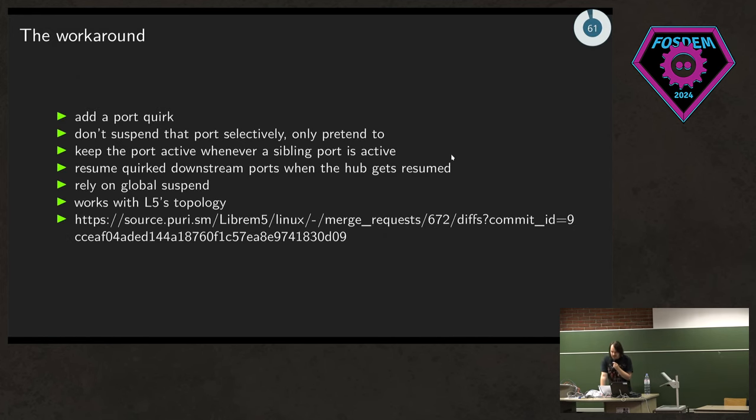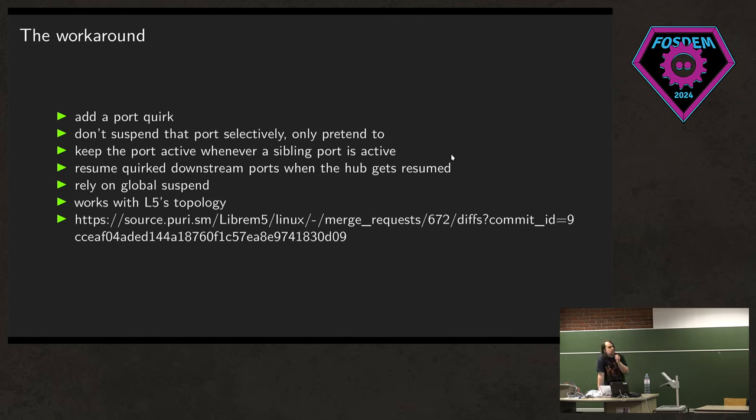So, to work around it, what I did to actually prevent it from happening was add a port quirk in the USB subsystem in the kernel, which, when enabled, means the port was never actually suspended selectively. Linux only pretended to suspend it, but didn't actually send the command to the hub.